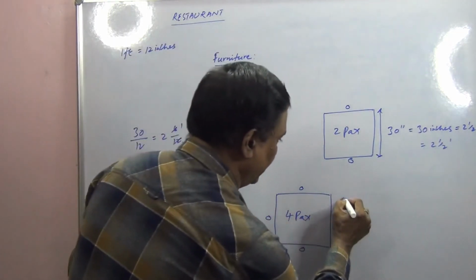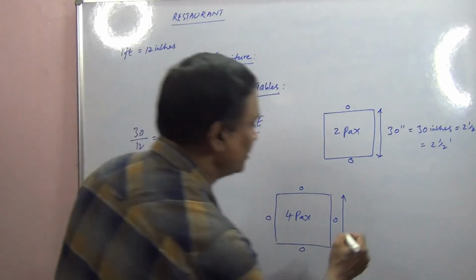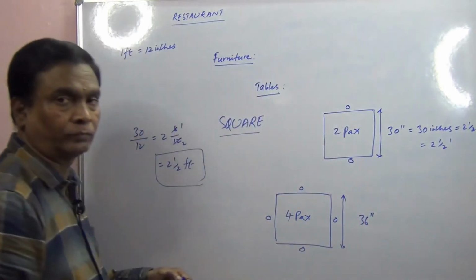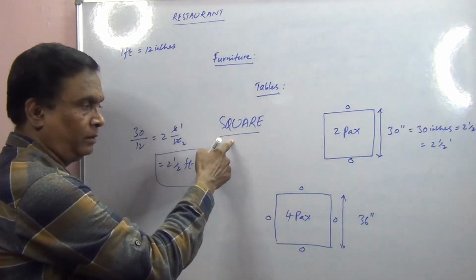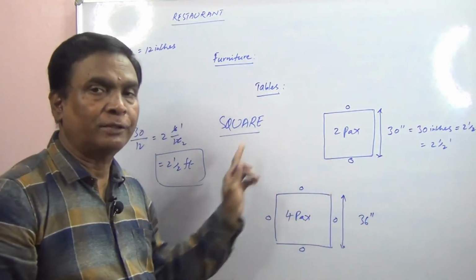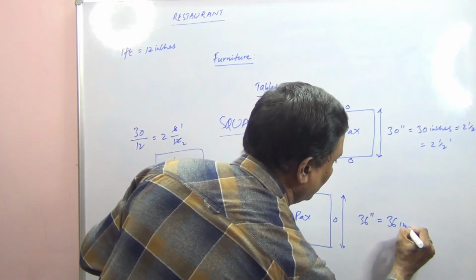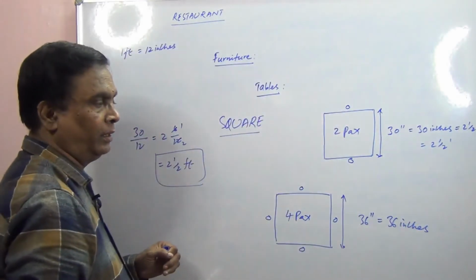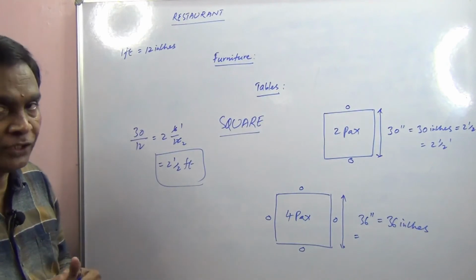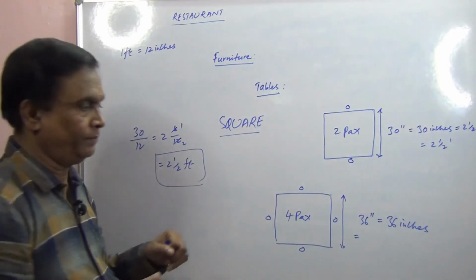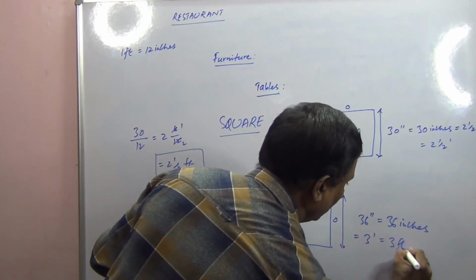Now this one is having 36 inches. In case it is 4 packs, the type of table is square, then the size of this particular table is 36 inches, and we know very well that we can also write it as 36 inches. 1 foot equals 12 inches, 36 inches means 3 feet. 3 feet can be written like this, or you can also write it as feet.